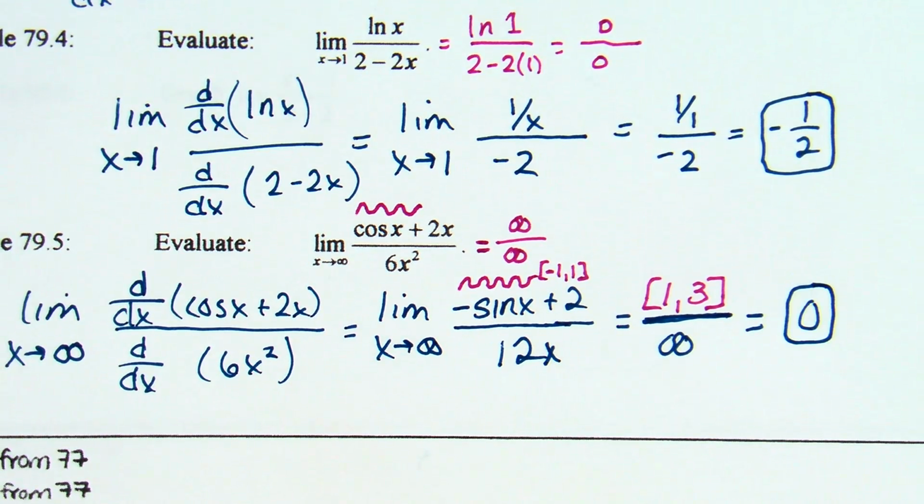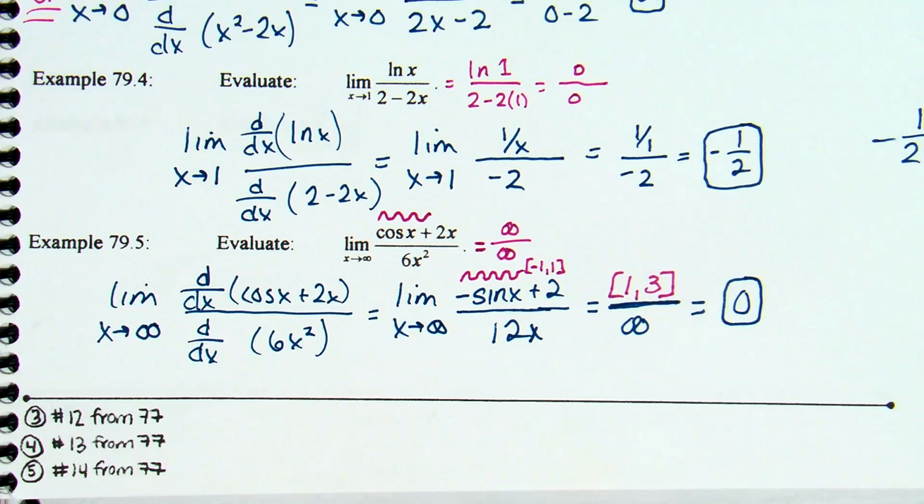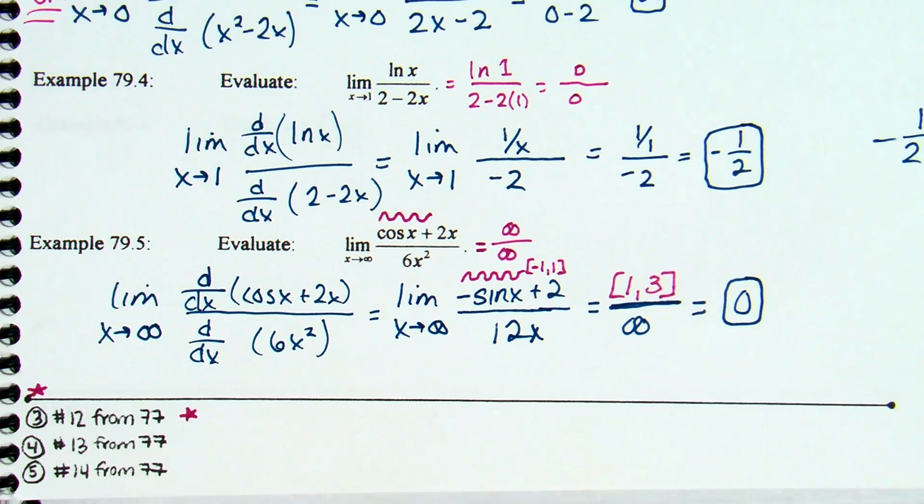Note your little bottom corner down there. 3, 4, and 5 are becoming 12, 13, 14 from 77. And other than that, I hope you liked your L'Hopital's rule. You didn't like it?